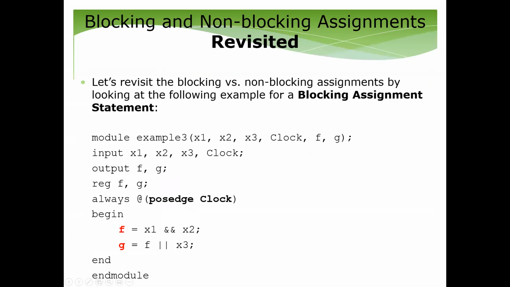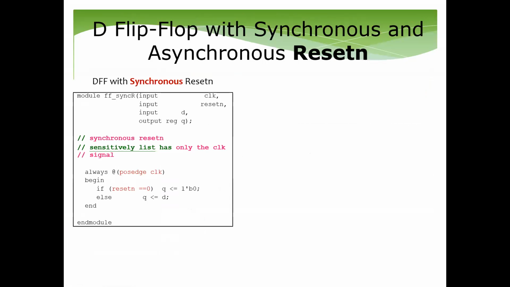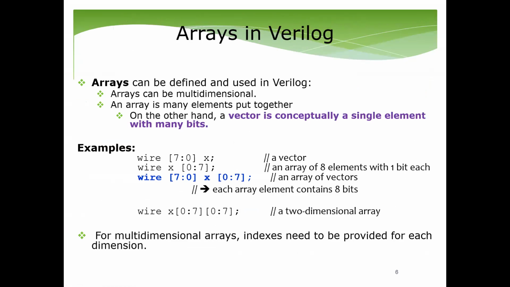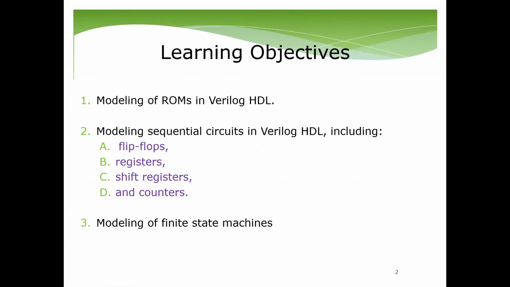Bismillah ar-Rahman ar-Rahim. We started Unit 6 a few classes back, and so far, if you go back to the first slide with the agenda, Unit 6 will be covering three sections. The modeling of ROMs in Verilog HDL, this we talked about. We are now in part 2, modeling of sequential circuits, or we should say special sequential circuits.